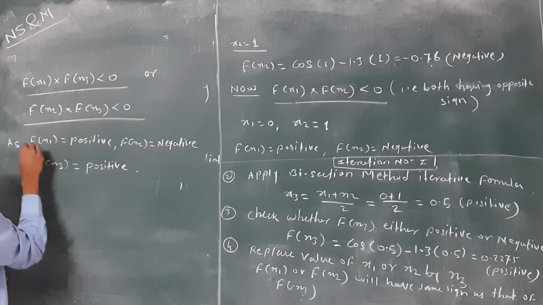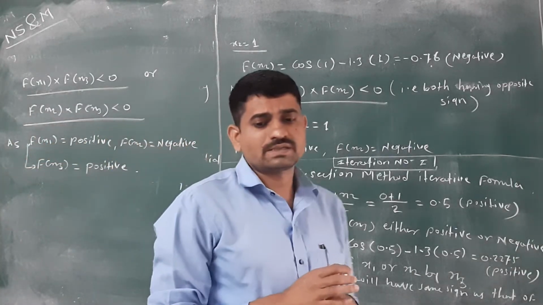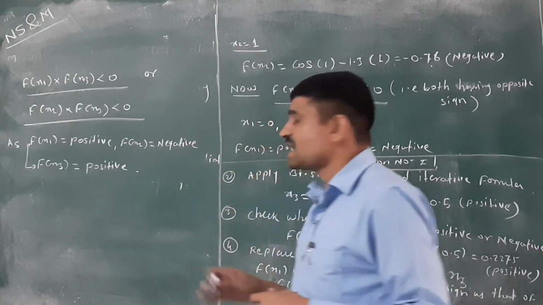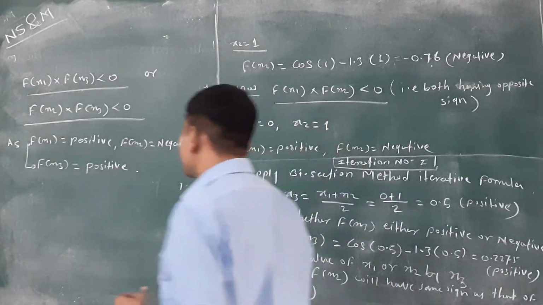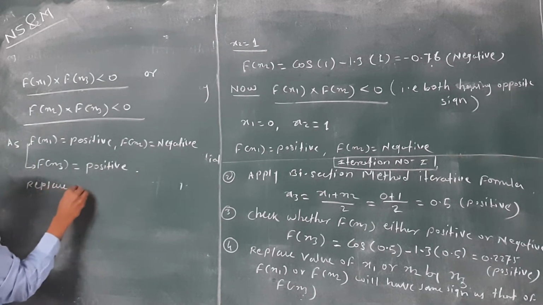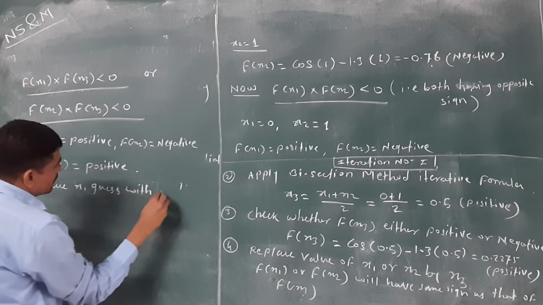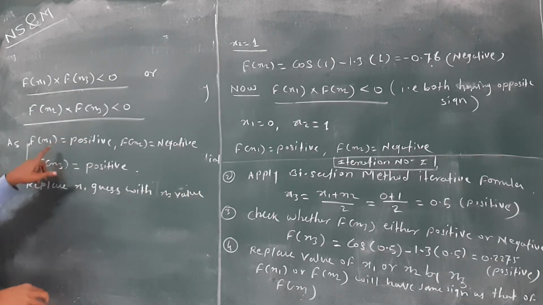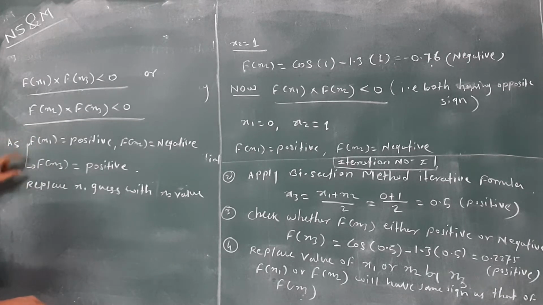Positive means that f of x1 and f of x3 have the same sign. That's why we want to replace x1 with the value of x3. Check that: where both have equal or the same signs, you have to replace.